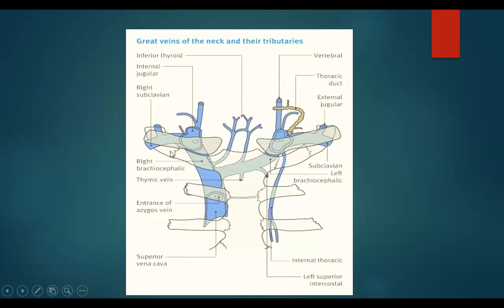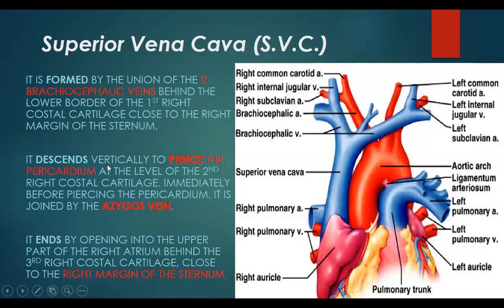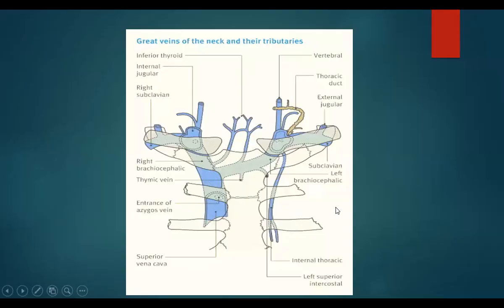Rib will be beside that. Here is the first rib, here will be the second rib, here will be the third rib. Okay. So this is the course of this superior vena cava, beginning at the first costal cartilage, piercing the pericardium at the second, and ending into the right atrium at the third costal cartilage.